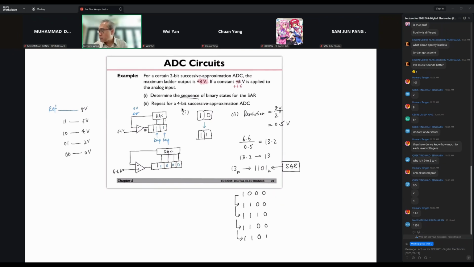We set to 1000 first. Always the MSB, the first step is always set MSB to 1, the rest to 0. Compare: the input is higher, so keep. The second bit: keep. Now the input is lower, so reset. This is the reset state. Then 1101, the input is higher, so keep. End already. So 1101. That's the state. I think we are a bit tight on time.